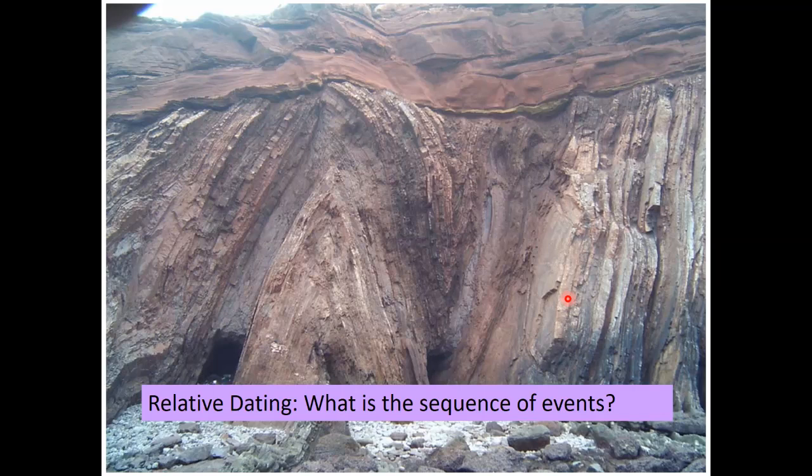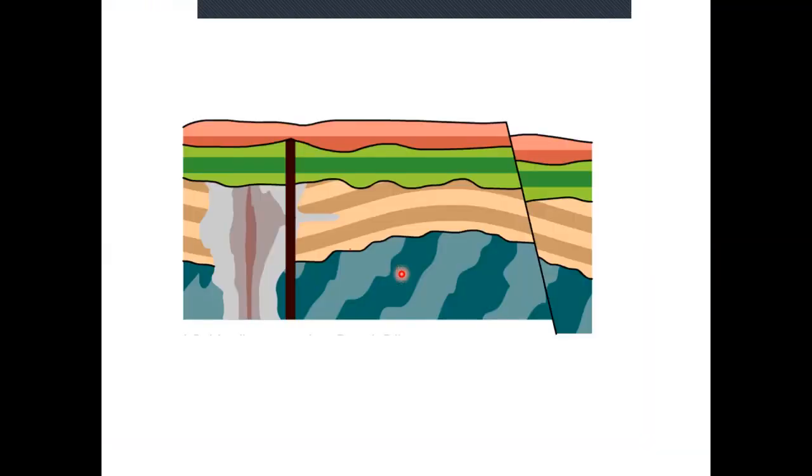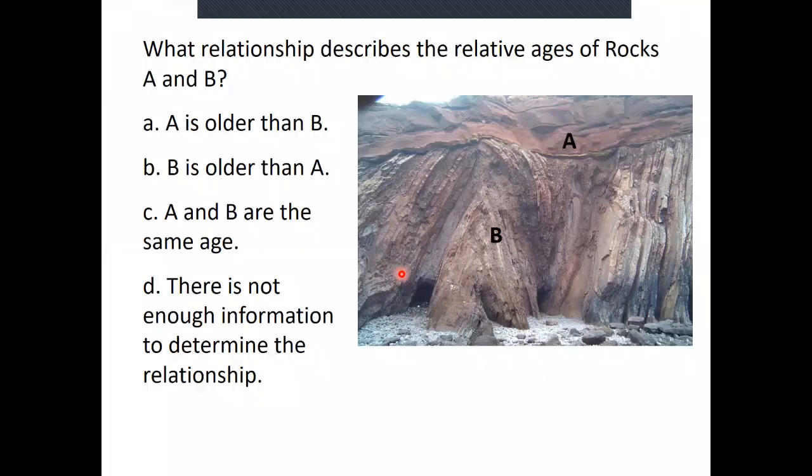So I see this geologic section here. And so using relative dating, we can kind of piece together a sequence of events. So what relationship describes the relative ages of rocks at location A and location B? Is it A is older than B, B is older than A, A and B are the same age, or there's not enough information to determine a relationship? Well, superposition tells us that rocks at the bottom are older, rocks on top are younger. So superposition would tell us that B is older than A. So the answer would be B.